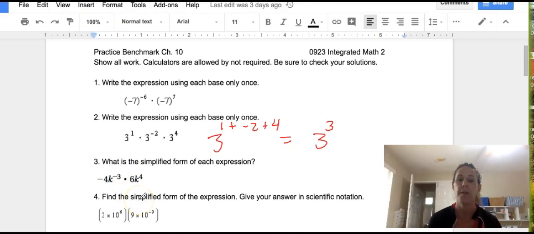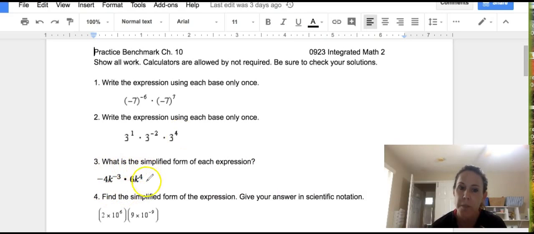All right, let's look at number 3. What is the simplified form of each expression? So here we are going to simplify this. And let's go ahead and look at what we have. Now remember, when I have multiplication, multiplication is commutative, meaning if I write 3 times 5, that's the same thing as writing 5 times 3. The order doesn't matter in multiplication. You can switch the order around. So when simplifying something like this that has constants and variables and exponents, I like to rewrite the order around. All right, this negative I'm going to attach to the 4.